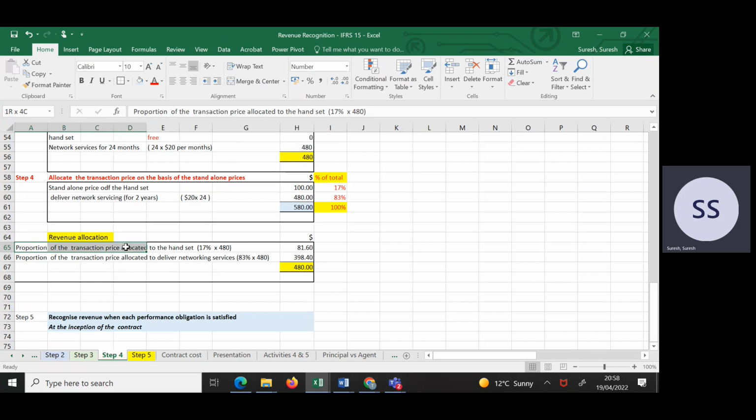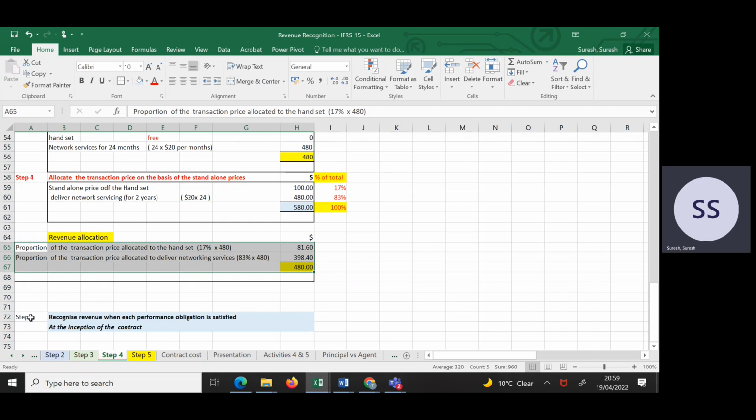The proportion of this transaction price, which is 480, I'm going to allocate to the handset. How much am I going to give to the handset? 17% of this total I will give to the handset. Then 83% of the transaction price I'm going to give to the network services. So this is how the revenue would be split. The revenue of 480 will be allocated between the handset, 81.60, and the 2-year network services, 398.40. So this is how the revenue is allocated.